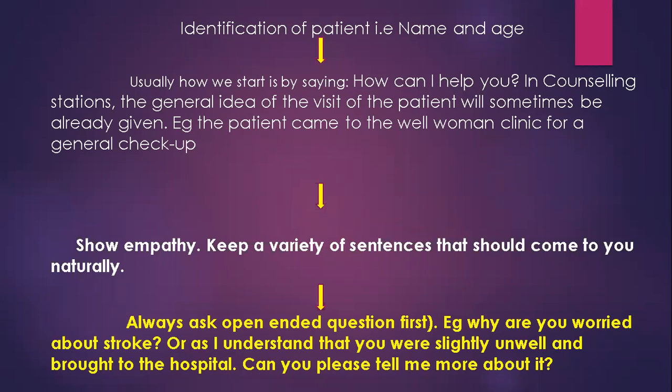As it was mentioned in the description of the scenario of the station, the Q risk score is 14%. Q risk score is actually a predictor of the chances of having a cardiovascular event in the next 10 years. So you have to ask in the history what other risk factors the patient might have. Don't go into too much detail. Just ask a few questions.